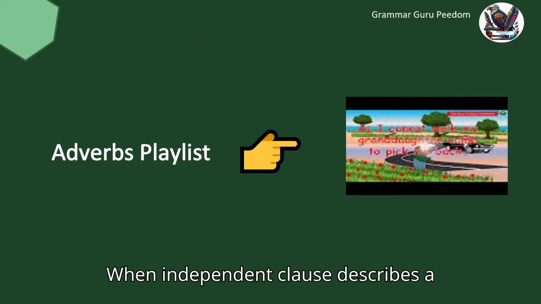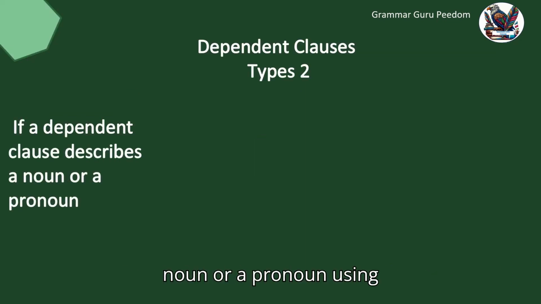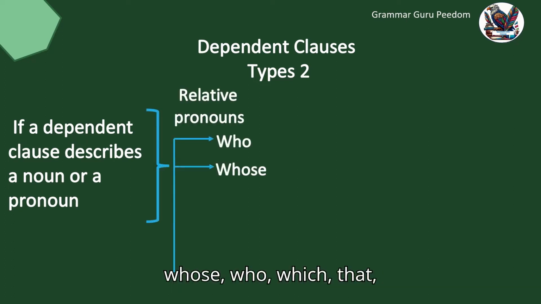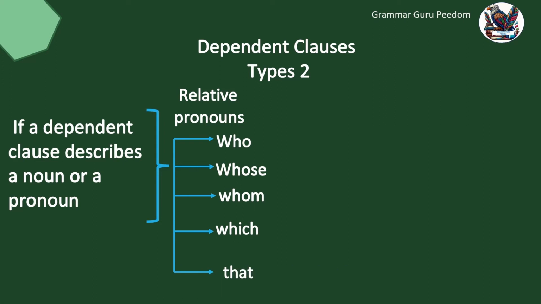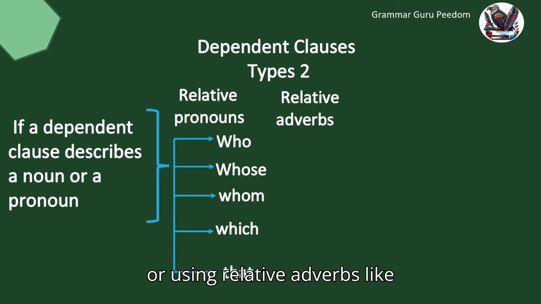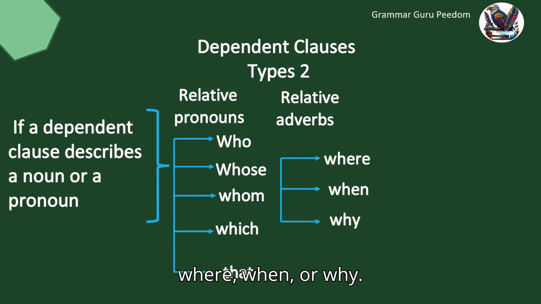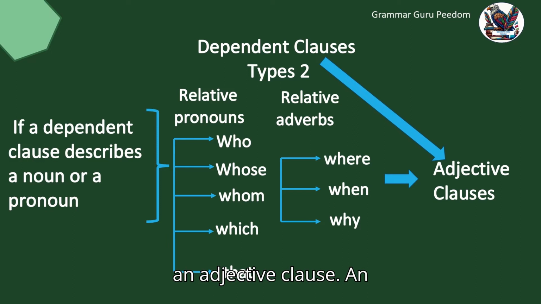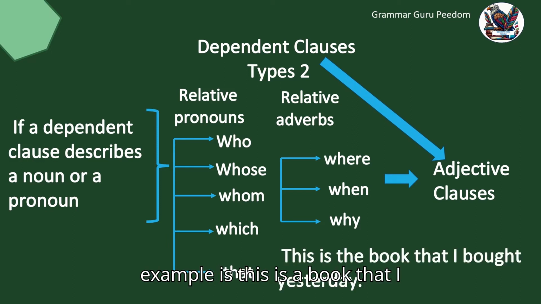A dependent clause describes a noun or a pronoun using relative pronouns like who, whose, whom, which, that, or using relative adverbs like where, when, or why. It acts as an adjective and it is called an adjective clause. An example is: this is a book that I bought yesterday.